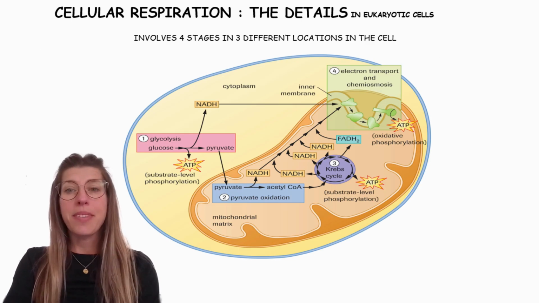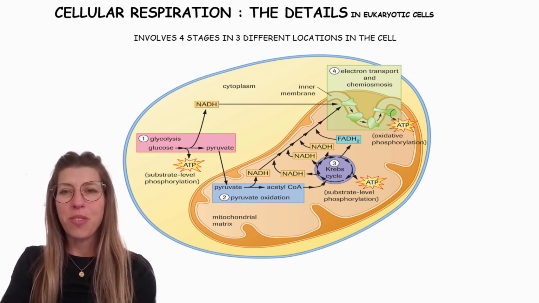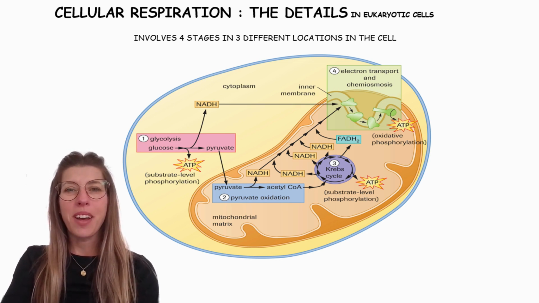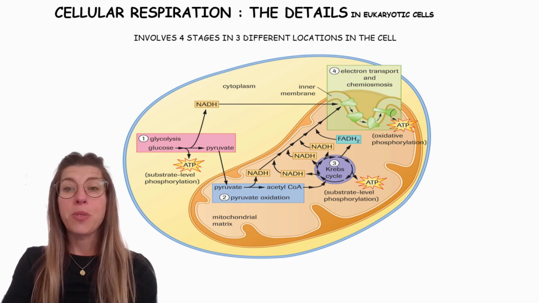Here is a diagram of cellular respiration, a bit more detail. We're going to go into a lot more detail very soon. As you can see, this happens specifically in eukaryotic cells because it requires the membrane-bound organelle that is the mitochondria. However, the first stage is glycolysis, and this happens within the cytoplasm. So very primitive forms of life were able to generate small amounts of ATP by completing just the first stage of cellular respiration, glycolysis, because it doesn't require any specialized organelles.